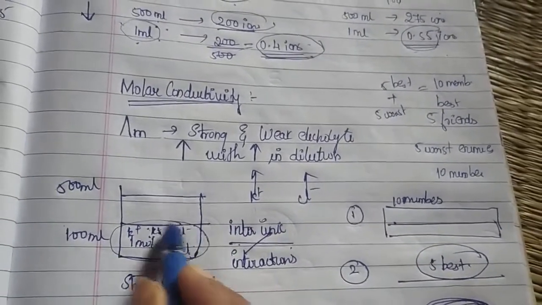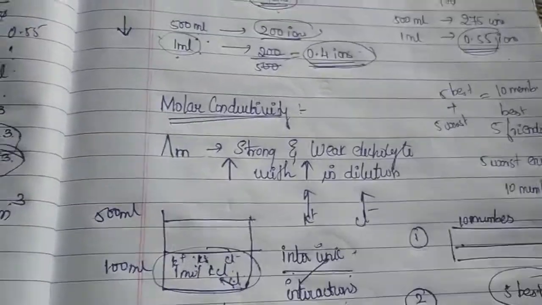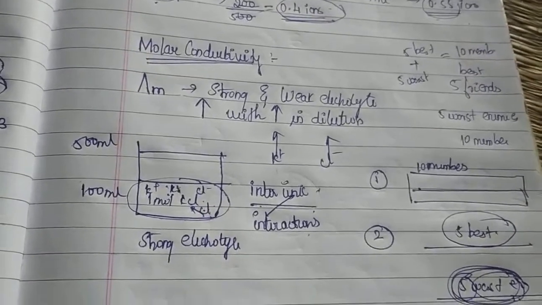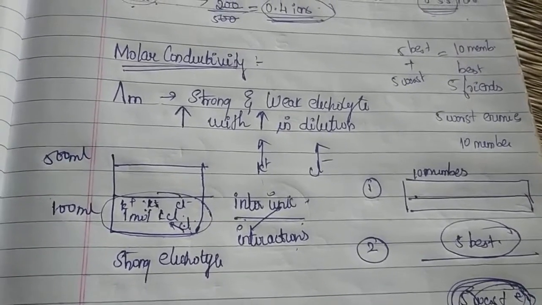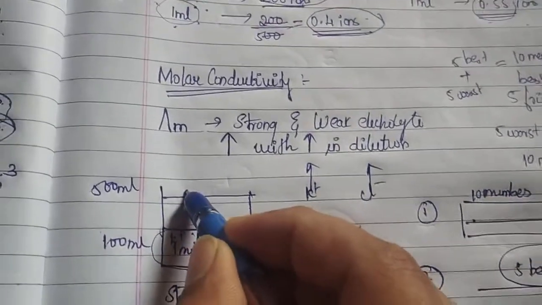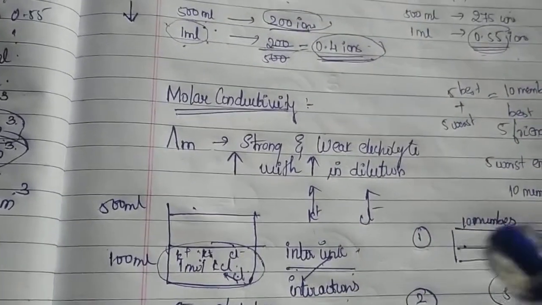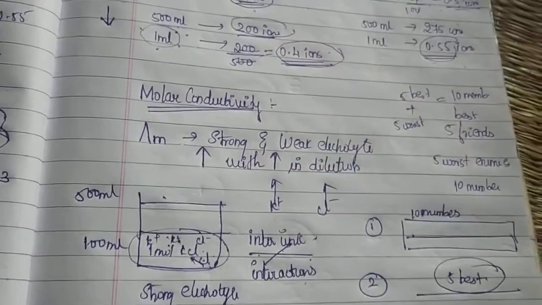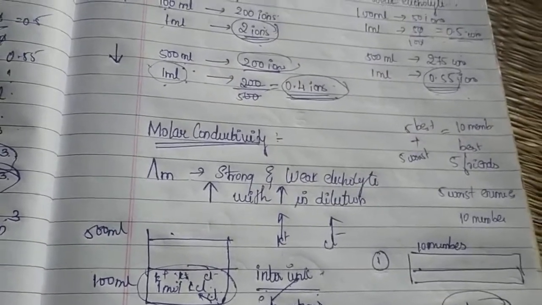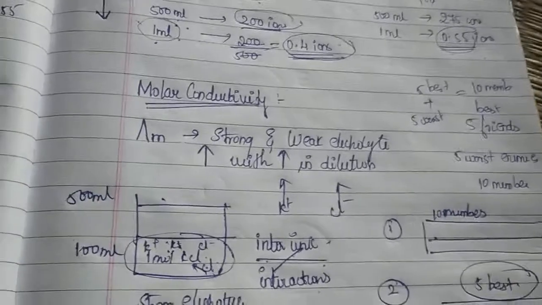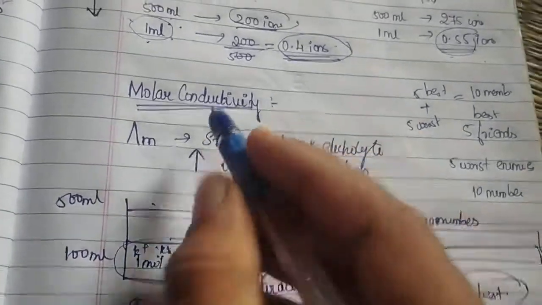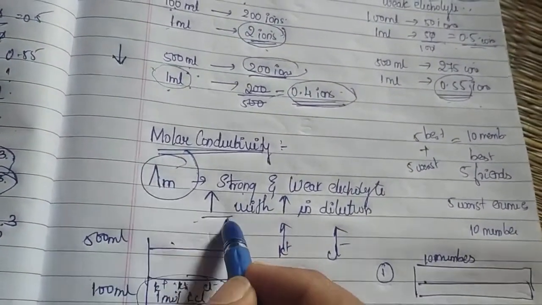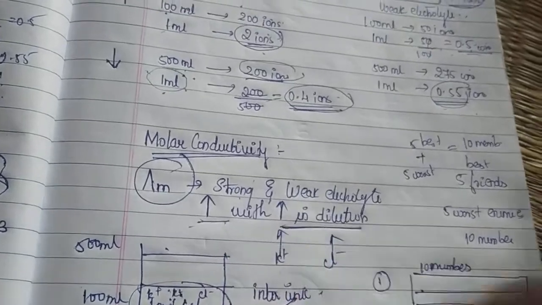At first, in 100 ml, the inter-ionic interactions were reducing the speed of the ions. Once the speed of the ions was reduced, of course, the molar conductivity was decreasing. But as soon as I increased the dilution, the inter-ionic interactions decreased, so the ions are very easy to move. When they have their own speed, the conductance also increases. That is the reason for strong electrolytes the molar conductivity increases with increase in the dilution.